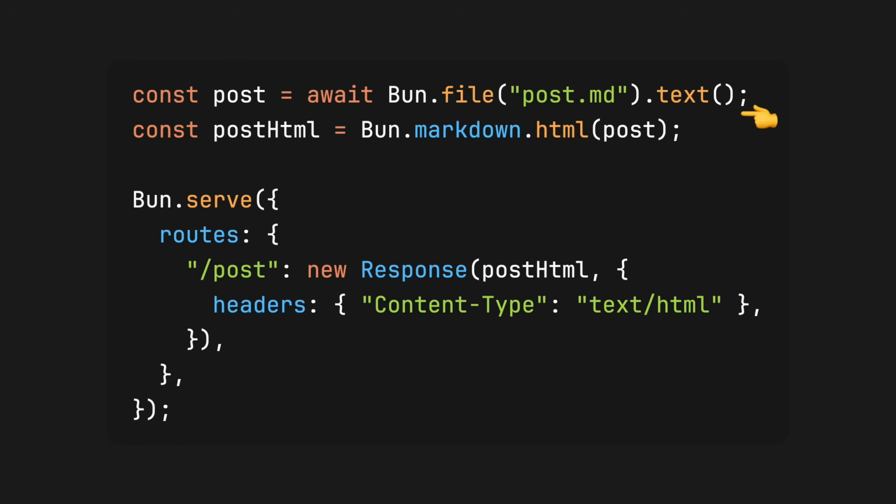For example, if you have a blog, you might want to store your articles as Markdown. Rather than reaching for a CMS, you can handle converting Markdown to HTML directly in Bun using bun.markdown. Here, we're loading the Markdown file, converting it to HTML, and then serving it from our routes.